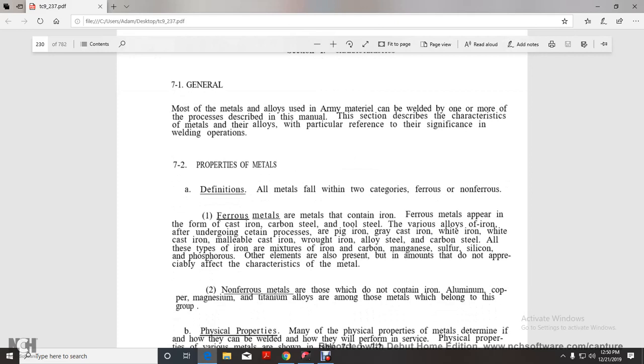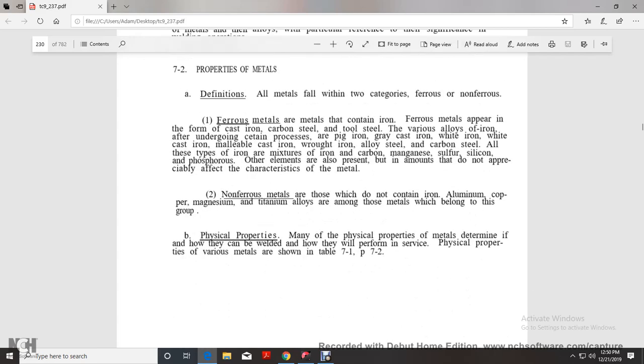Definitions. All metals fall within two categories: ferrous or non-ferrous. Ferrous metals are metals that contain iron. Ferrous metals appear in the form of cast iron, carbon steel, and tool steel. The various alloys of iron, after undergoing certain processes, include pig iron, gray cast iron, white cast iron, malleable cast iron, wrought iron, raw iron, alloy steel, and carbon steel. All of these types of iron are mixtures of iron, carbon, manganese, sulfur, silicon, and phosphorus. Other elements are also present, but in amounts that do not appreciably affect the characteristics of the metal.